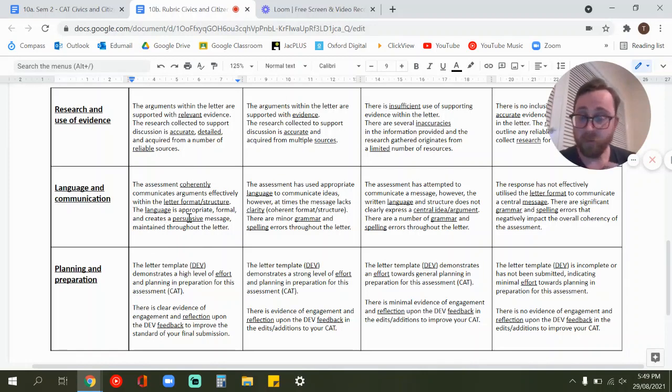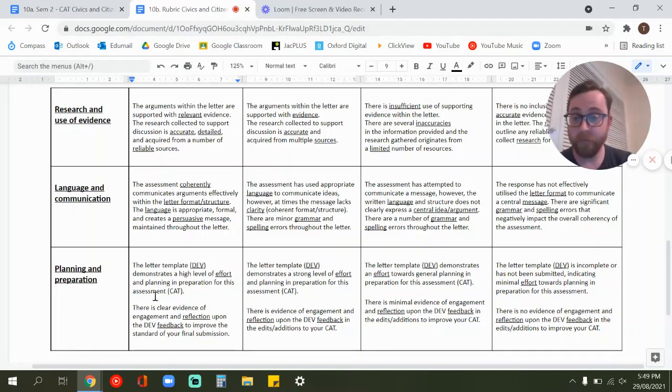Language, you're not talking to some mate on the schoolyard, you're talking to a government minister. So you want to be formal. You want to create a persuasive message by using emotive words, emotive techniques. You guys have done lots of writing techniques in English, and Miss Seros will hopefully give us a nice list of writing strategies. So we'll ask her nicely for that.